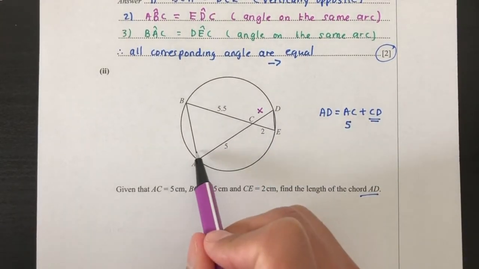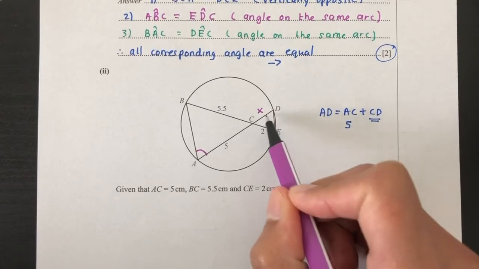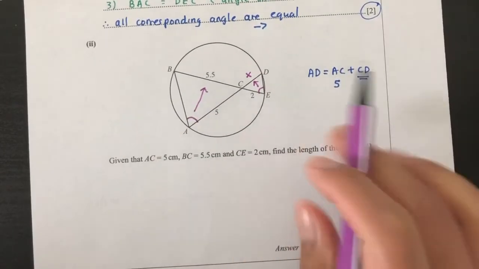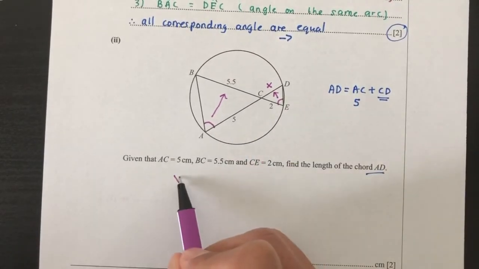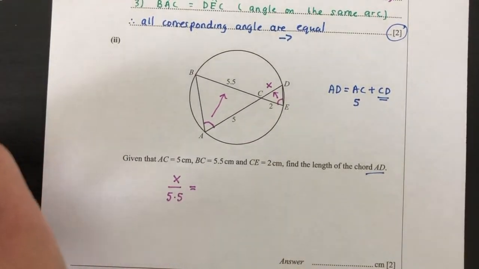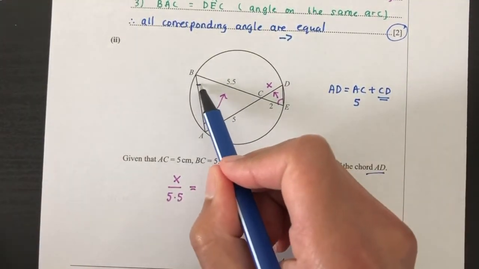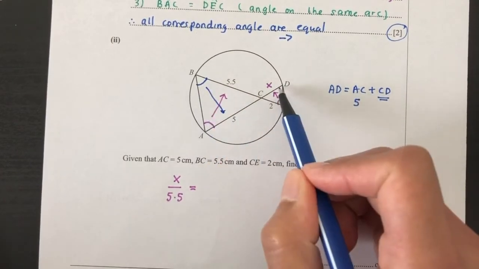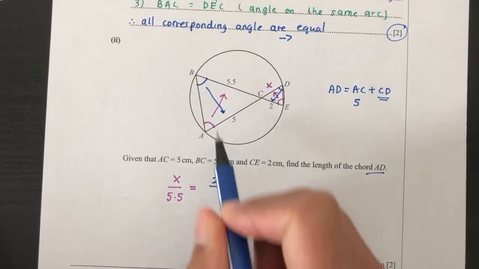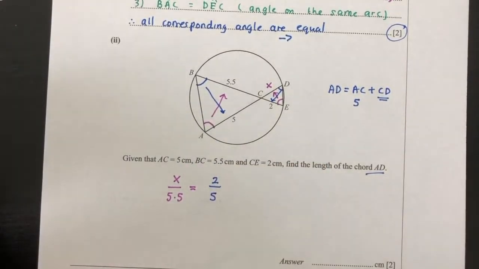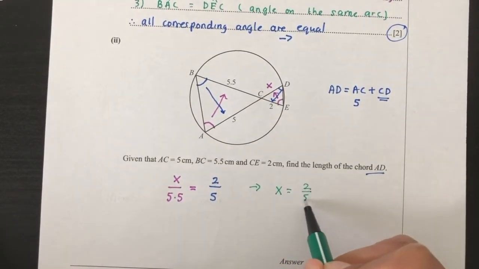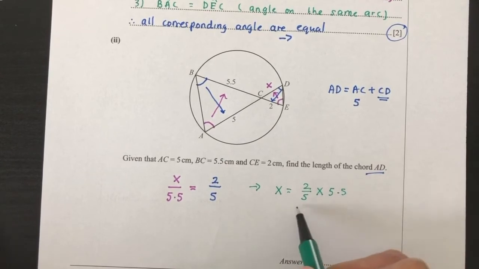So first thing, we have this angle is equal to this angle. So that's the opposite side. So let's form an equation. The ratio of X over 5.5 must be equal to the other corresponding side. So this angle is equal to this angle, which means it is equal to 2 over 5. So let's find the value of X. From this you can see X is equal to 2 over 5 times 5.5.